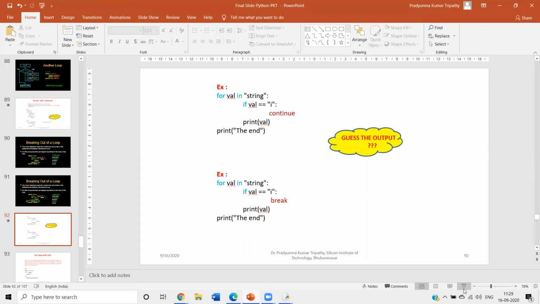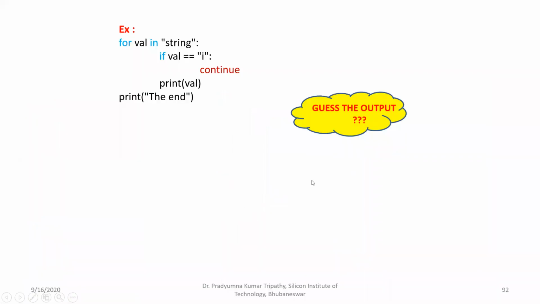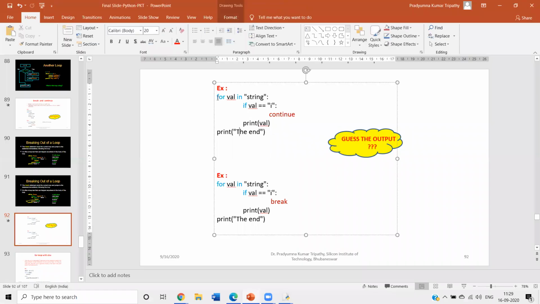Just see over here and tell me what will be the output of this. Just look into this and say what will be the output. For val in string, if val equals I, it should continue. Otherwise, it just prints val. So it prints str, then the end, and yes, that will also get printed.